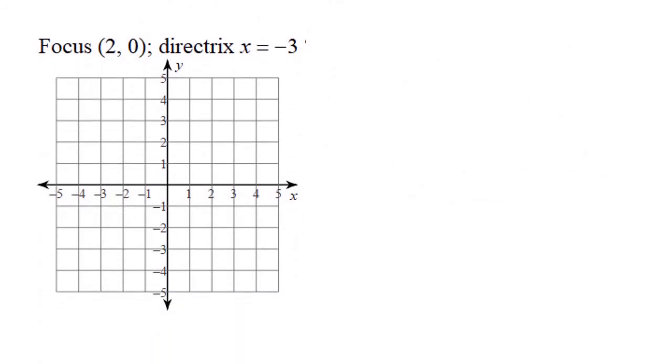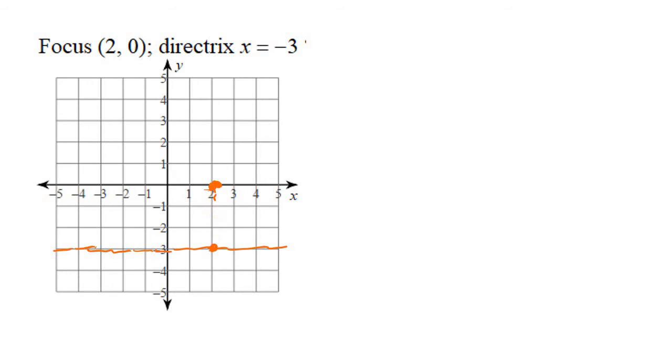The focus of this parabola is at 2, 0. 2, 0 is over here, and the directrix is at x equals negative 3. X equals negative 3 will be this line over here. Then I draw a perpendicular line from the focus to the directrix and look for the halfway point. This is 3 units between the focus and the directrix, so halfway is going to be 1.5.